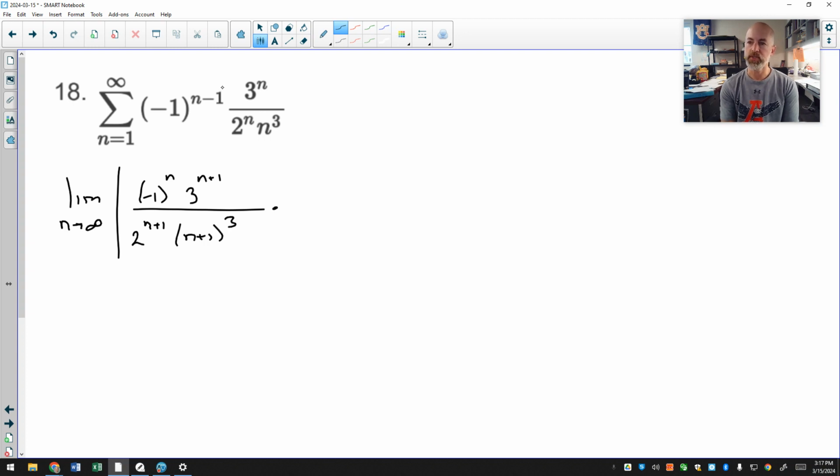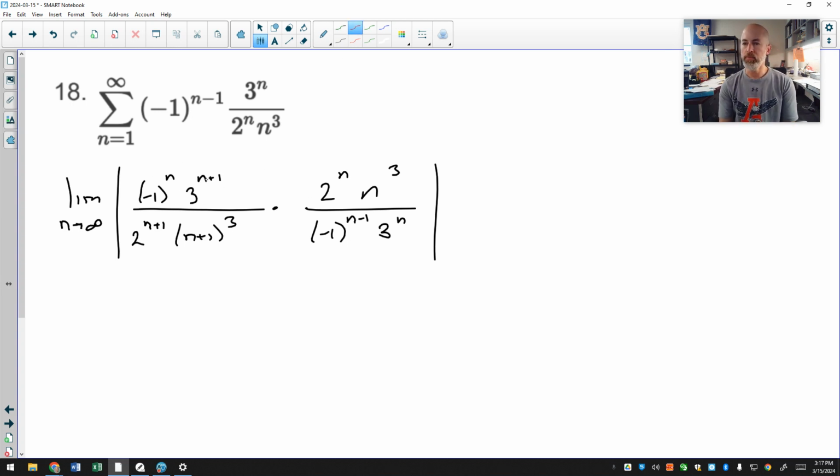Then times the reciprocal of the original, which would be 2 to the n, 3 n cubed, all divided by negative 1 to the n minus 1 and 3 to the n. And so now I'll look at that and see what can divide away. I have one more 3 on top than I have on bottom. So 3 to the n and 3 to the n plus 1 will leave a single 3 in the numerator.